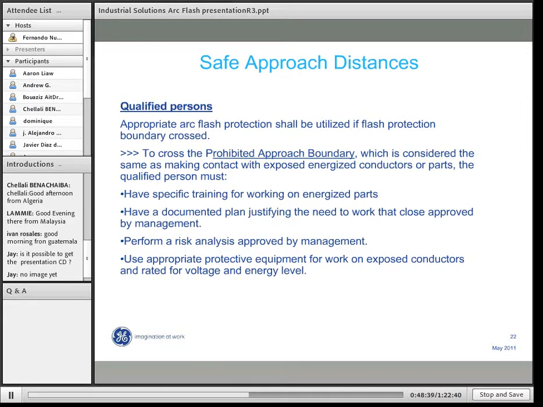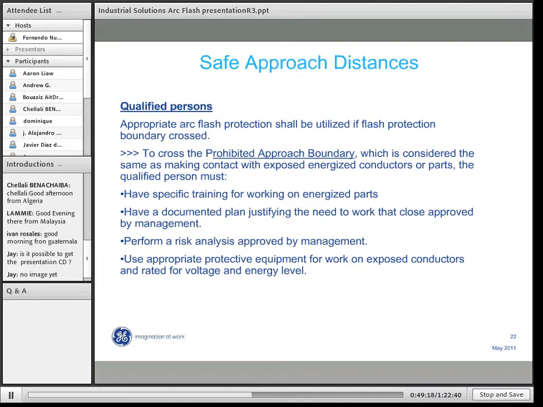And the prohibited approach boundary, which is the same as touching live equipment, is only for people who are trained to work on energized parts. I know in many electric utility companies, they have people who are trained to do what's called live line work, where they can work on energized equipment. But if you don't have that type of training, you should not do that. Okay.